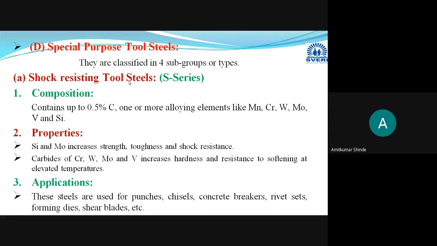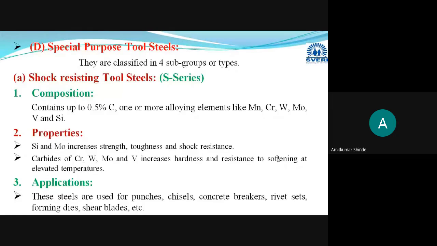Okay, silicon and molybdenum, this will improve the shock resistance and their toughness. Okay, then other alloying elements like chromium, tungsten, vanadium, they will improve the hardness by formation of the respective carbides by reacting with the carbon at the higher temperature ranges, and due to formation of these carbides they will also provide the resistance to the softening or tempering at the higher temperature ranges also. These are some common properties.